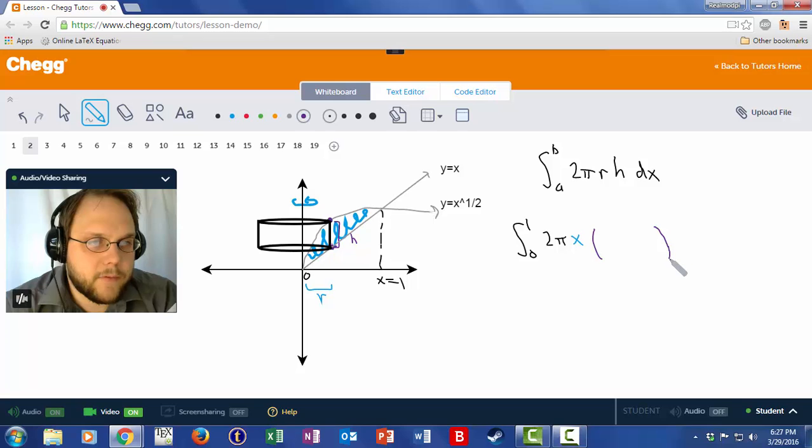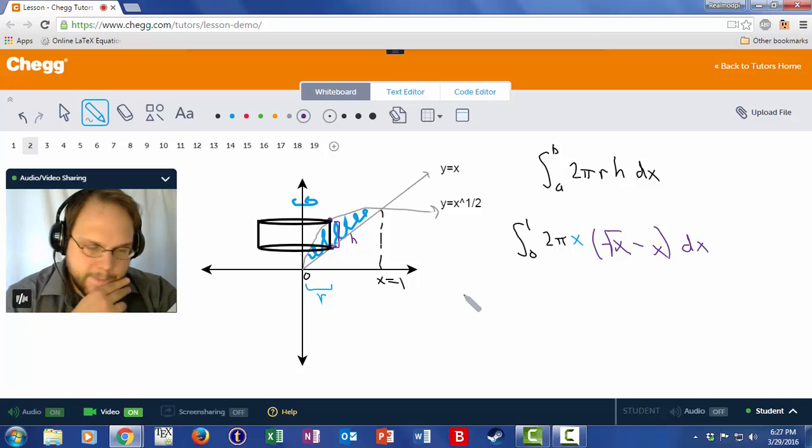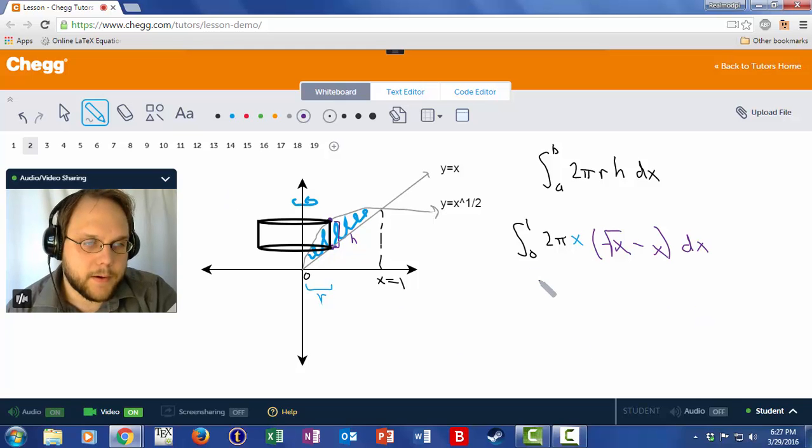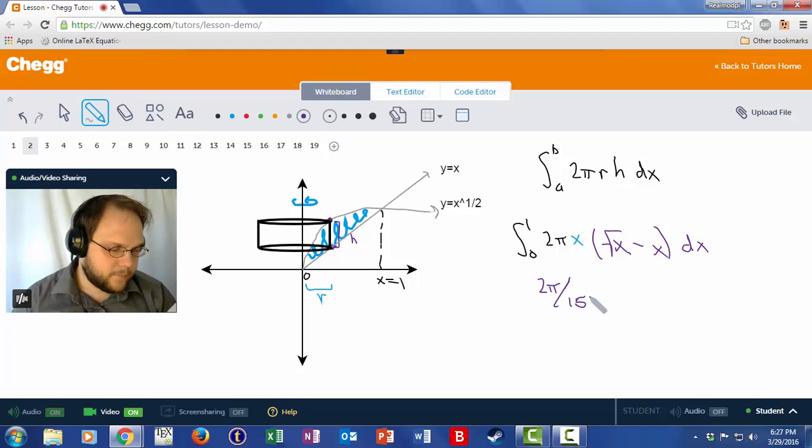So we need to take a difference for that, and what we're going to get is the square root of x minus x, dx. And if you integrate all that out, what you're going to get is 2 pi over 15, just like in my previous video where we used the washer method.